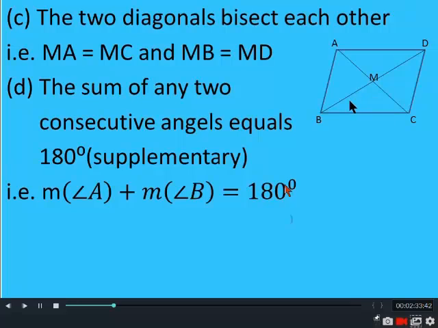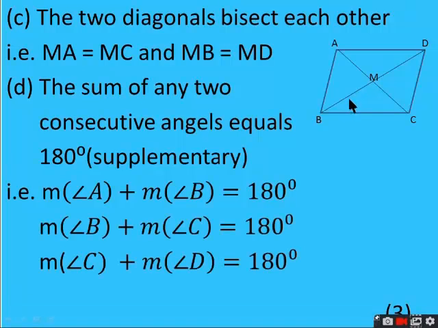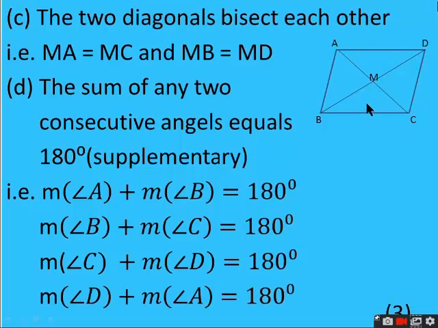Now we have a very important property, which means the sum of any two consecutive angles equals 180. That means the measure of angle A plus measure of angle B equals 180. Measure of angle B plus measure of angle C equals 180. Measure of angle C plus measure of angle D equals 180. Measure of angle D plus measure of angle A equals 180. These are the properties of the parallelogram.